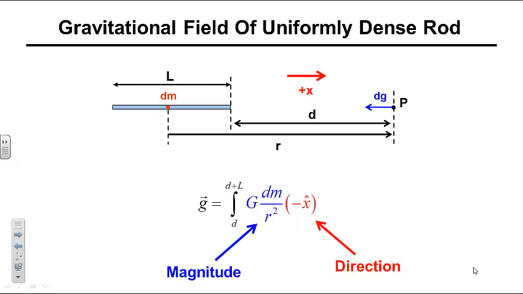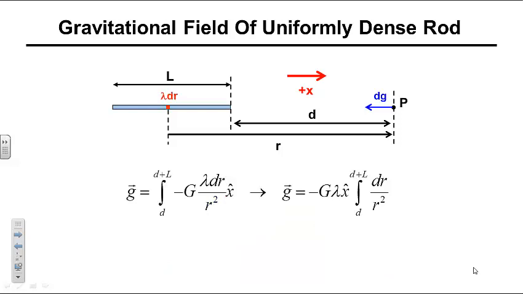Let's define an x-axis for this system with a positive direction pointing from the rod to the position P. In other words, the positive direction for the x-axis points to the right in the figure. Since the direction of the gravitational field at position P is towards the rod, the direction of the gravitational field at position P is in the negative x-axis direction.